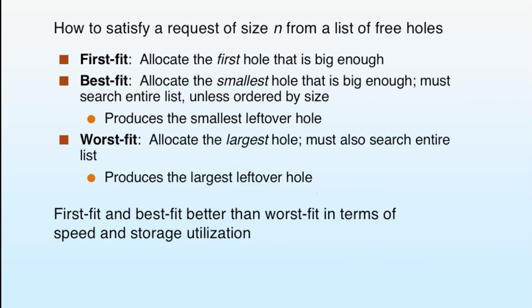Or we can do the worst fit. The best fit is going to produce the smallest leftover hole. The worst fit is going to produce the largest leftover hole. In terms of the worst fit, we allocate the largest hole, and then we must also search the entire list in order to do it. But we're going to take the biggest one instead of the smallest, or the best fit. Saves us a little bit of time, but we still have to search through the entire list. So first fit and best fit are better than worst fit in terms of speed and storage utilization, as you can possibly imagine.